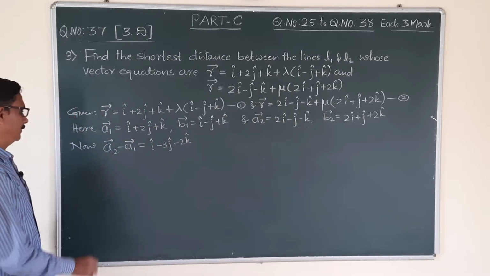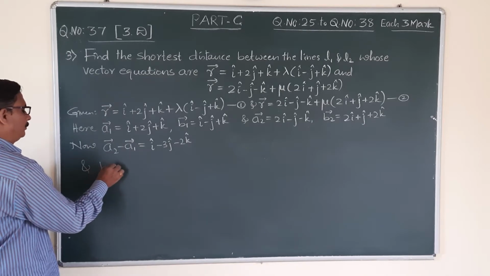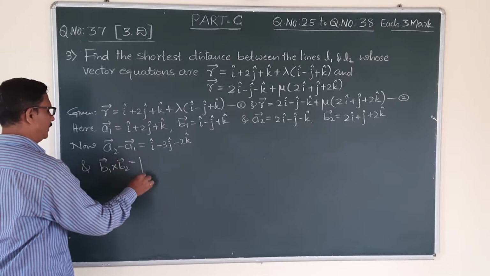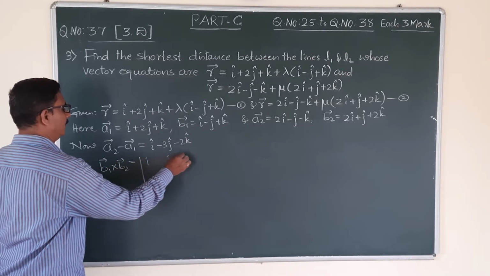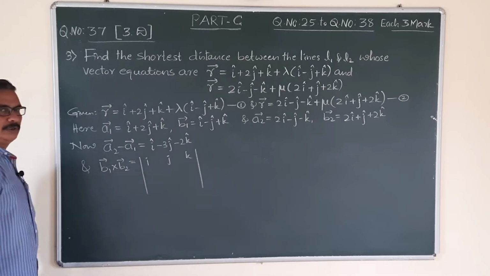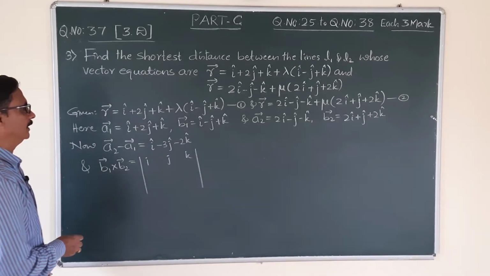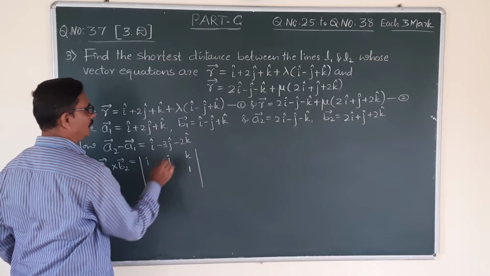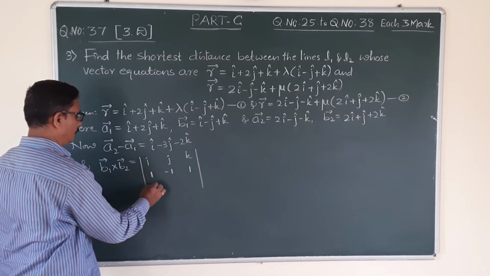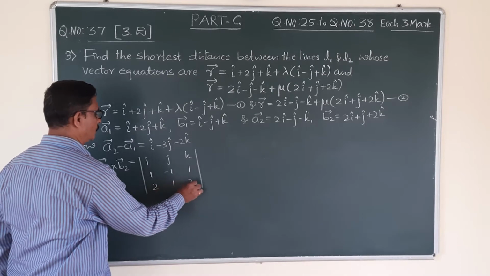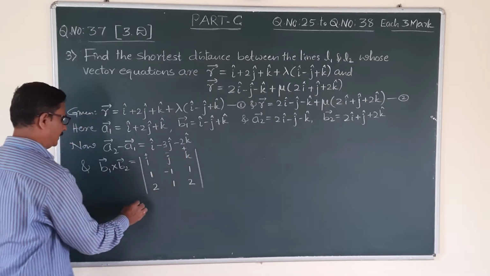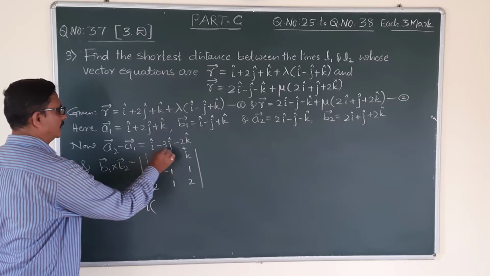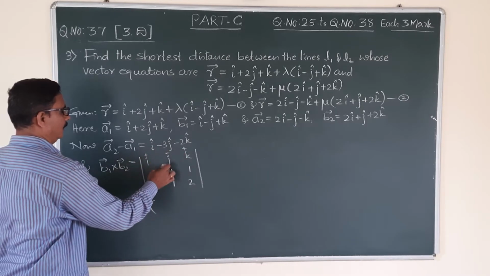This is a2 minus a1. And to find b1 cross b2, the cross product of two vectors, by the definition of cross product, we take the determinant with i, j, k. The coefficients of i, j, k in vector b1 are 1, minus 1, 1, and in vector b2 are 2, 1, 2. Expand that determinant, that is i into deleting first row first column, you will get 4 numbers.